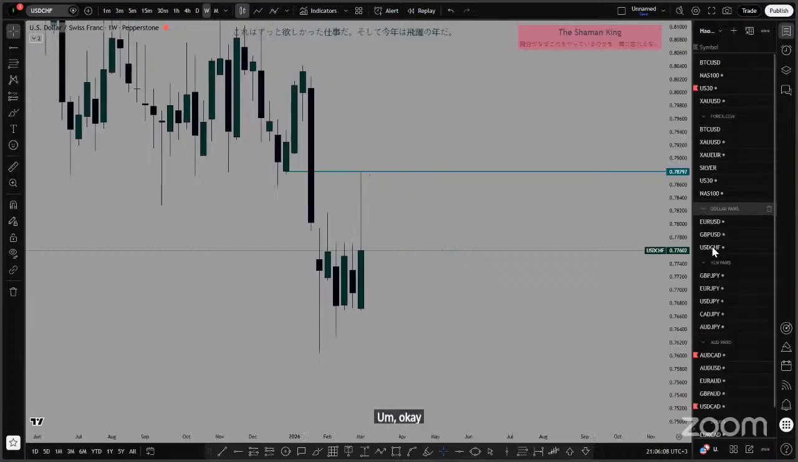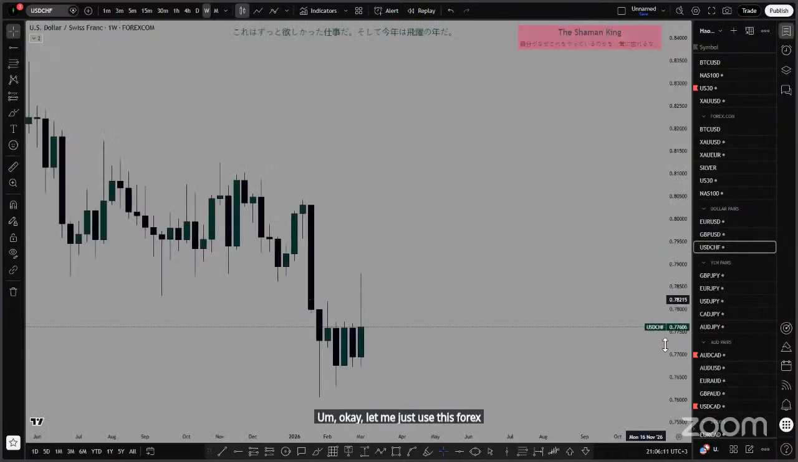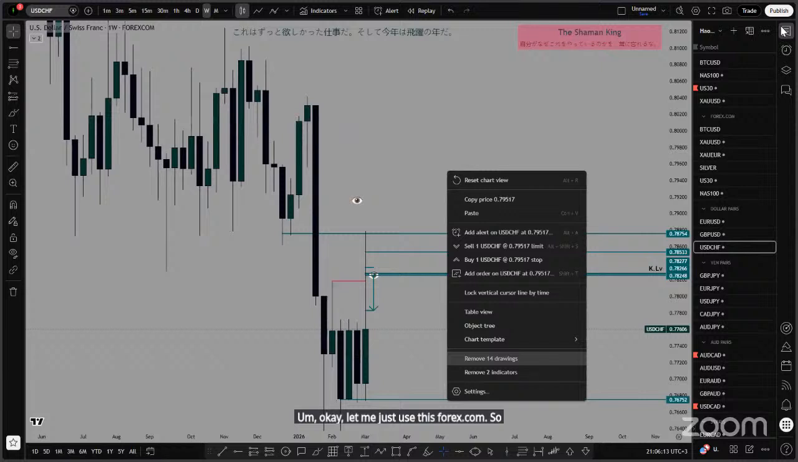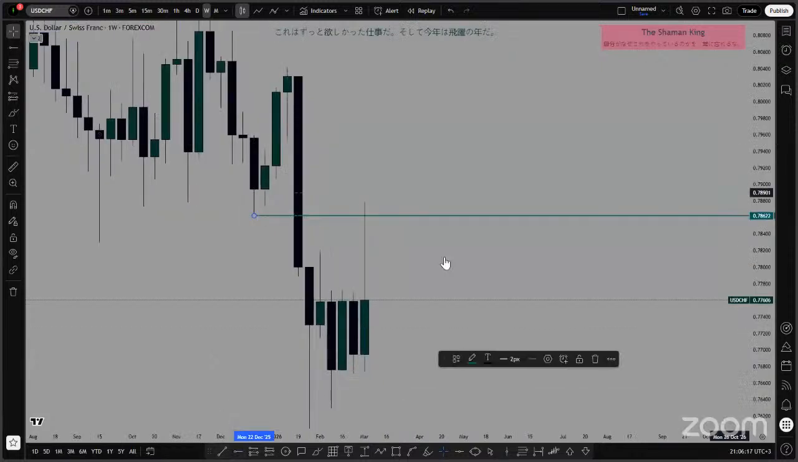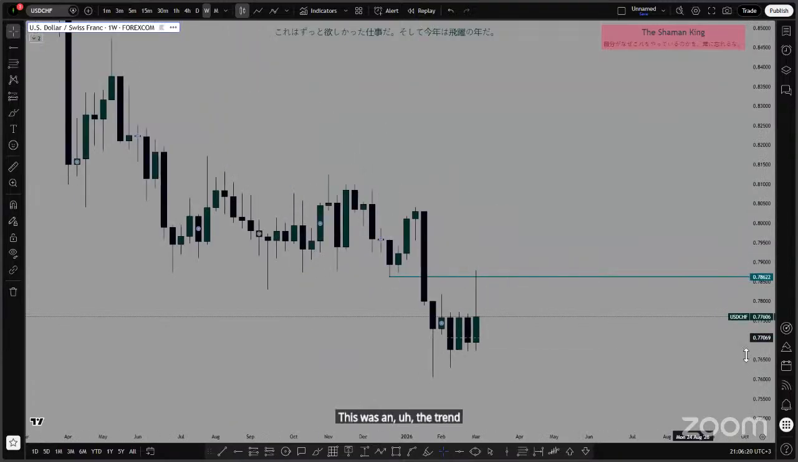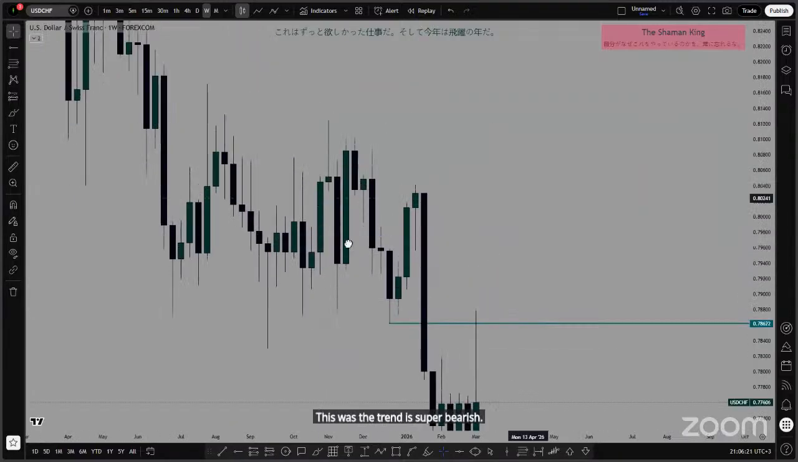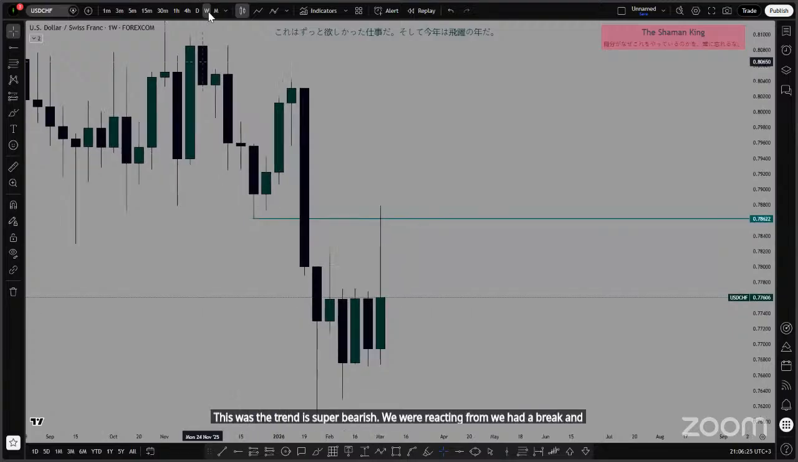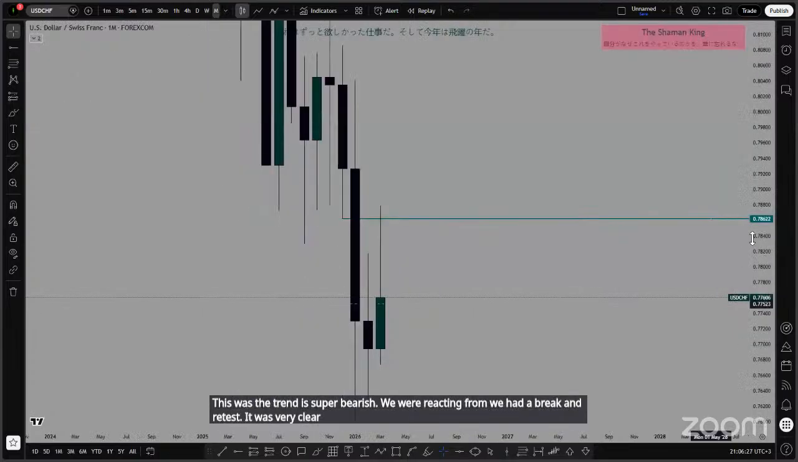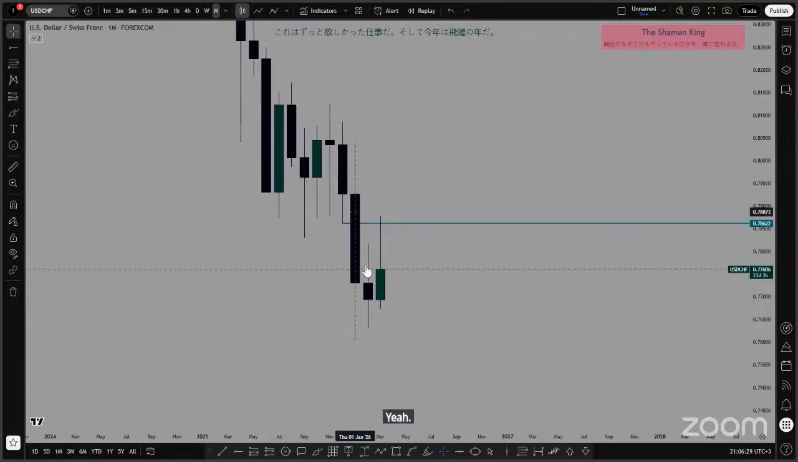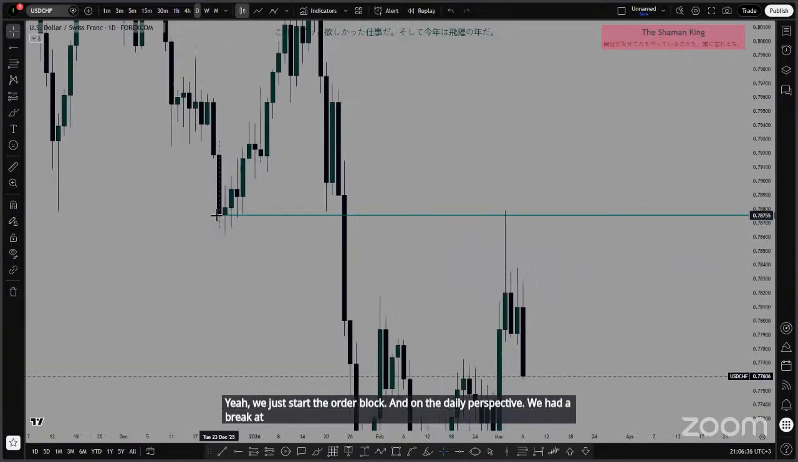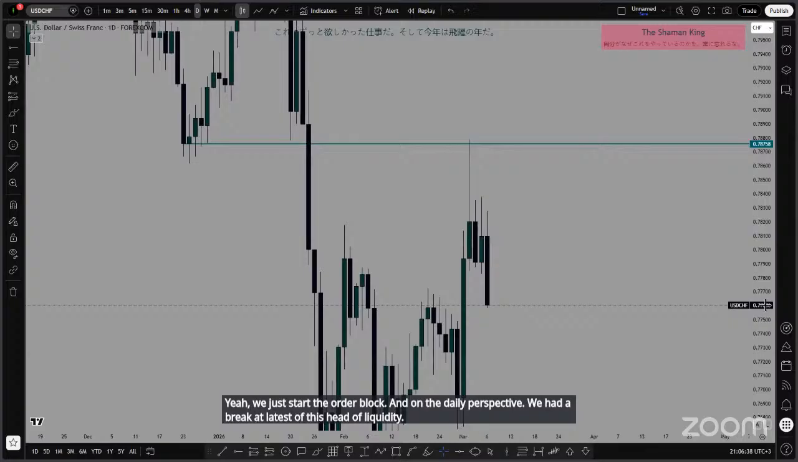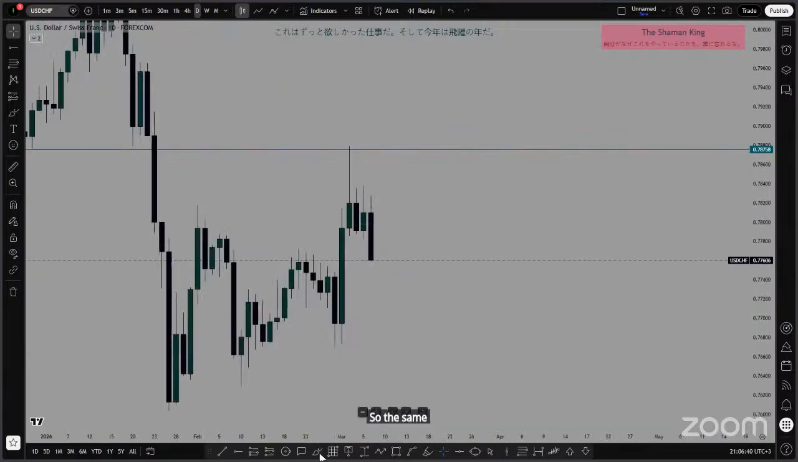Okay, let me just use this forex.com. So on the weekly perspective, the trend is super bearish. We were reacting from a break and retest. It was very clear. Also on the monthly perspective, we just tapped the order block. And on the daily perspective, we had a break and retest of this area of liquidity. So the same thing, opposite to EURUSD and GBPUSD.